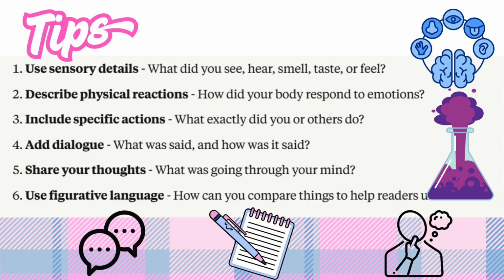Tip number 4, add dialogue. What was said and how it was said. Tip number 5, share your thoughts. What was going through your mind? Tip number 6, use figurative language. How can you compare things to help readers understand?